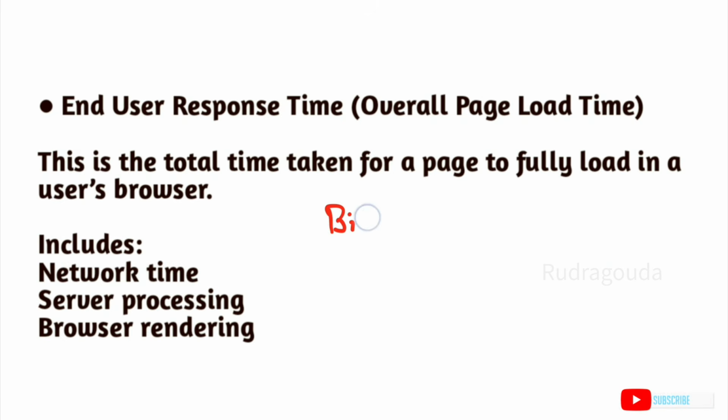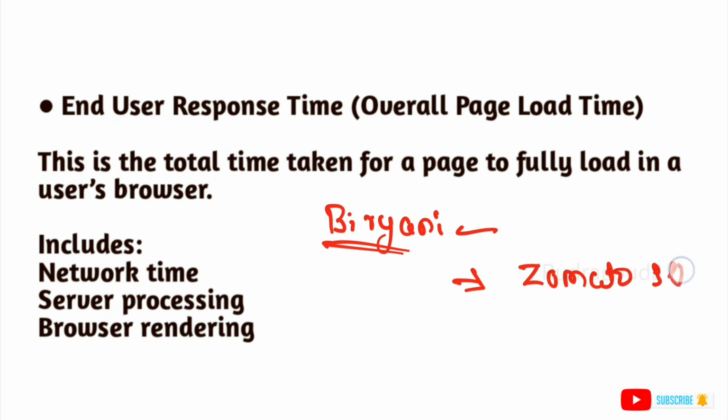Now I will take an example of biryani. You open the Zomato app and you search for biryani. Now you can start your stopwatch. The moment you press enter, that request will go to the Zomato server. Then the server finds all the biryani restaurants and sends that data back to your phone.